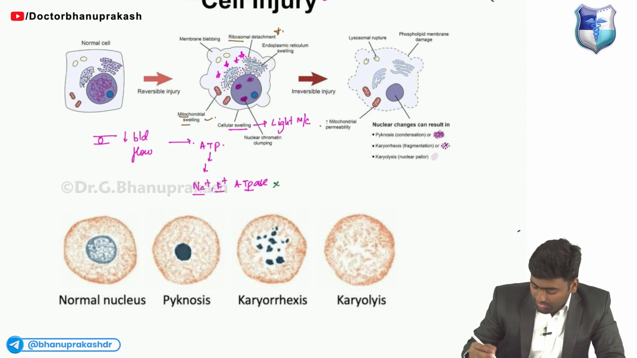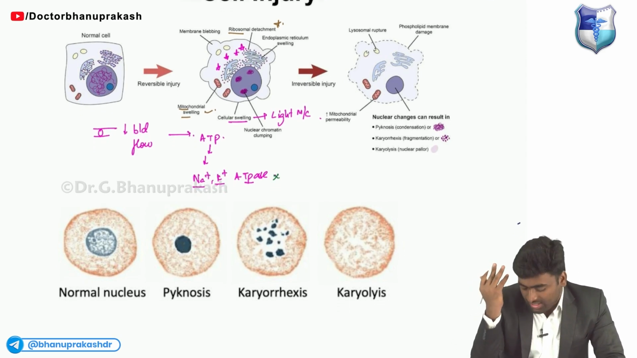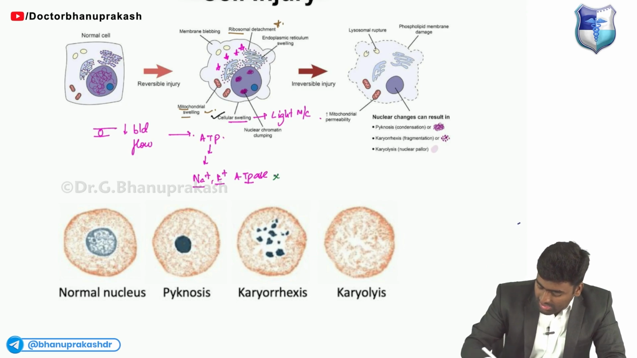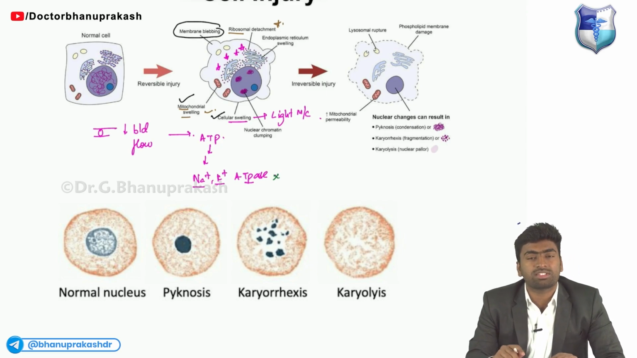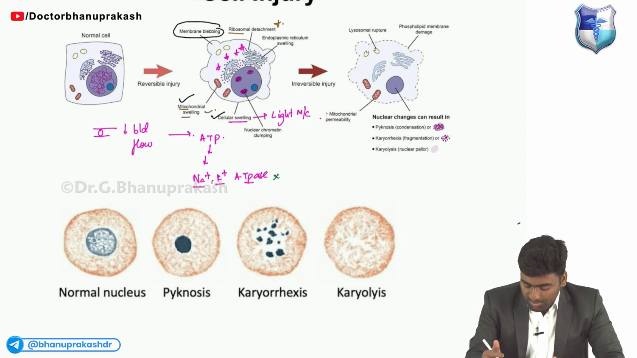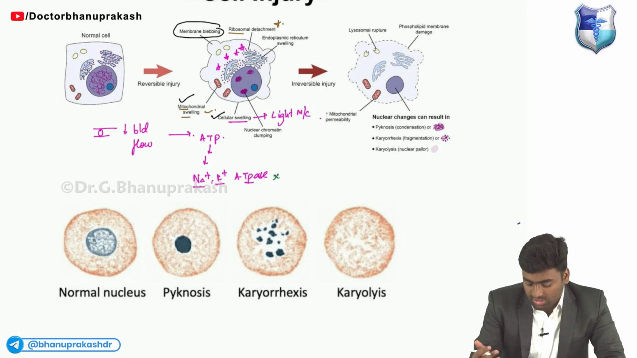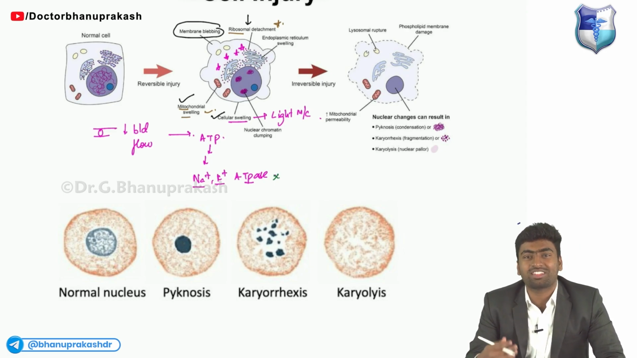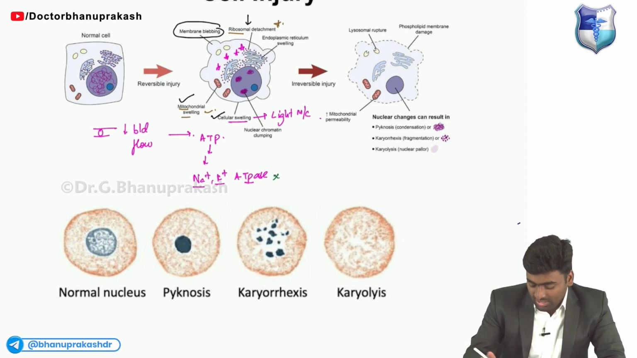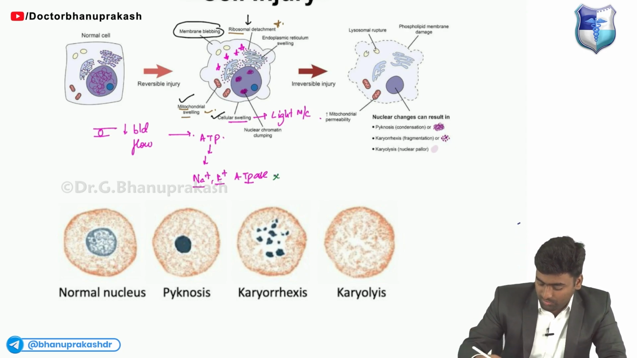What are the changes? I told you one is cellular swelling, next is mitochondrial swelling, and you will be able to see membrane swelling, which is known as membrane blebbing. Along with this, the ribosomes get detached, which is known as ribosomal detachment. These are the few changes which you see in a case of reversible cell injury.